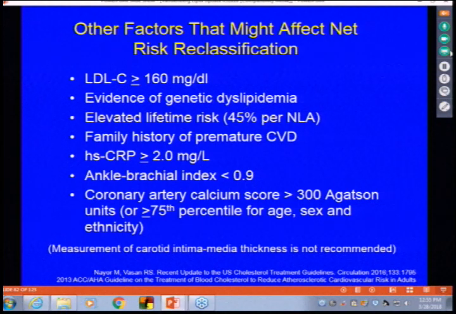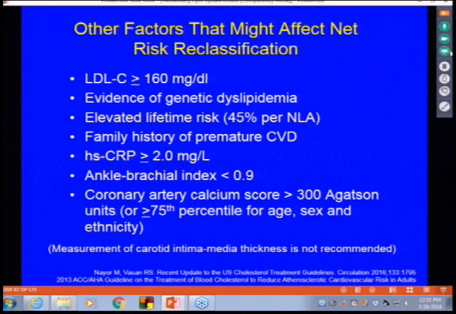But there's other things too. I already mentioned LDL over 160, evidence for genetic dyslipidemia, elevated lifetime risk. Does anybody use the risk calculator? The pocket thing, it's on your phone. Super useful, but they also give you a lifetime risk. And that's useful if somebody's under 40. So 45% lifetime risk has been suggested as another thing to push you on the younger patients.